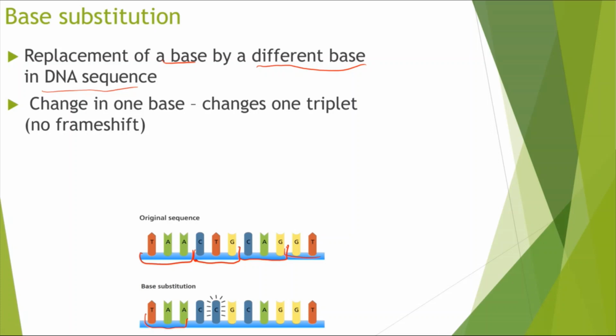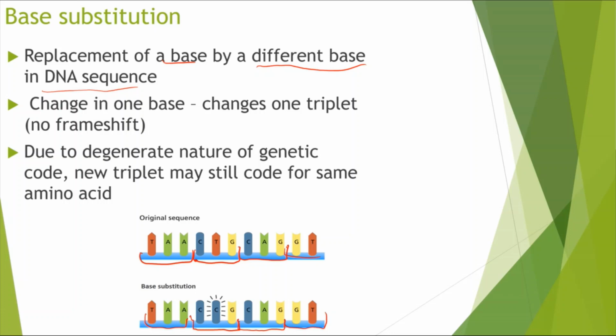So if we look at every single triplet before and after the mutation occurred, we can see that both of them will be exactly the same, except for where the mutation occurred. So from the CTG we have got CCG, and that's the only triplet that's been changed. Because it's only one triplet that's been changed, we're not doing anything to the other triplets. That's why it's not a frame shift.